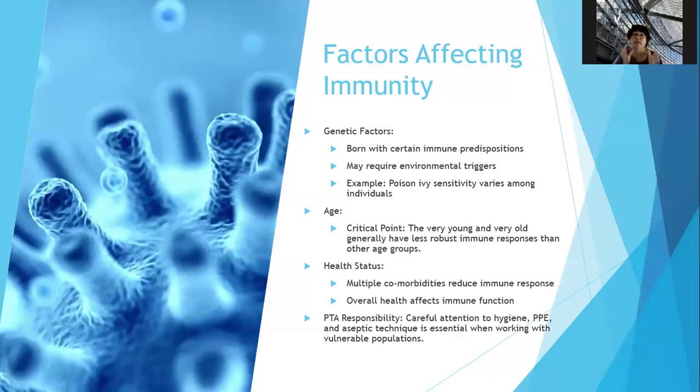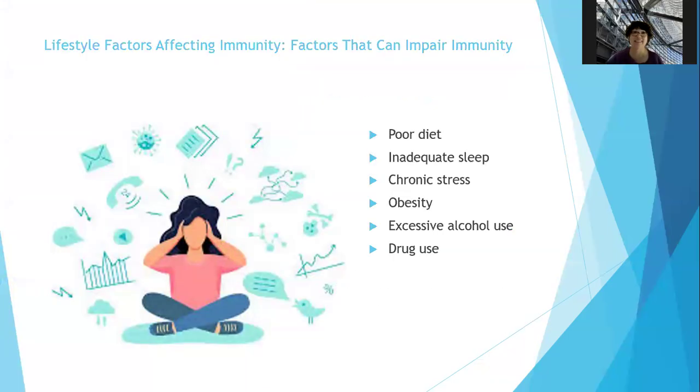Aseptic technique is really important when you're working with vulnerable populations. If you're working with someone who's going through cancer treatment, you have to be so careful. If someone has neutropenia, which means they don't have enough neutrophils, that's our non-specific response, you need to wear more PPE and use more sterile technique. So it's really important to know your patient's health status and to pay careful attention to these things. You don't want to make people sick. We want to make people well, right?